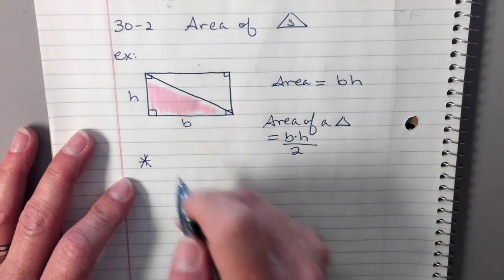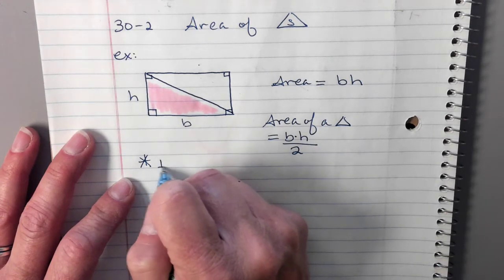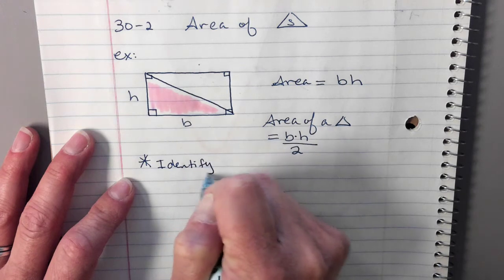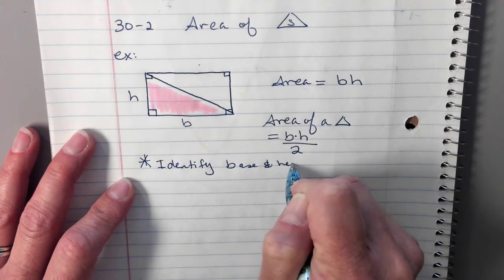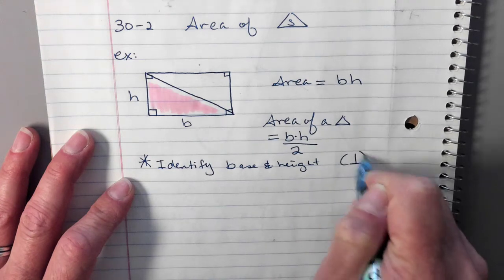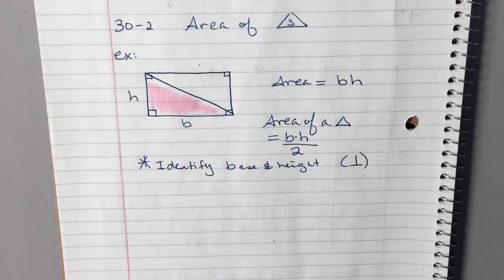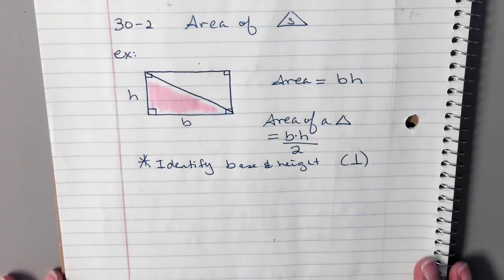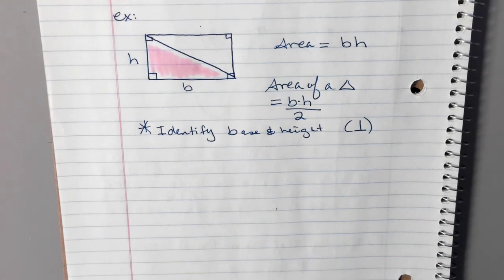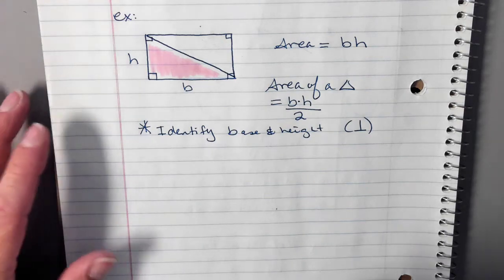What is important is that we need to be able to identify the base and the height. And remember that they have to be perpendicular. We have to see the height coming in at a right angle to the base. So we're going to walk through a couple of poorly drawn triangle examples before we move forward to another couple of examples that are going to ask a little more work from us.